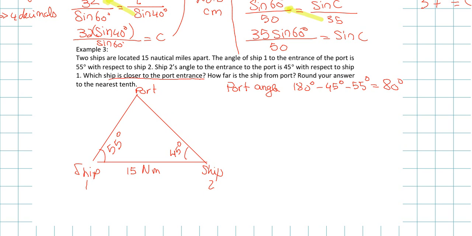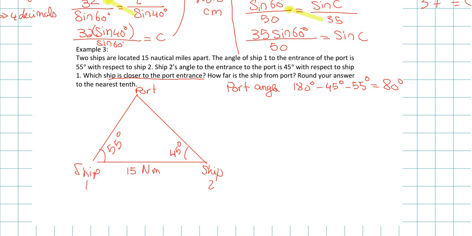Which one? Okay, who says ship 1? I say ship 2. Why? Okay, debate. Why do you think ship 1? Because the side in front of what angle? 55 degrees, it's technically more aligned to the port than 45 degrees. How about what did we learn yesterday?